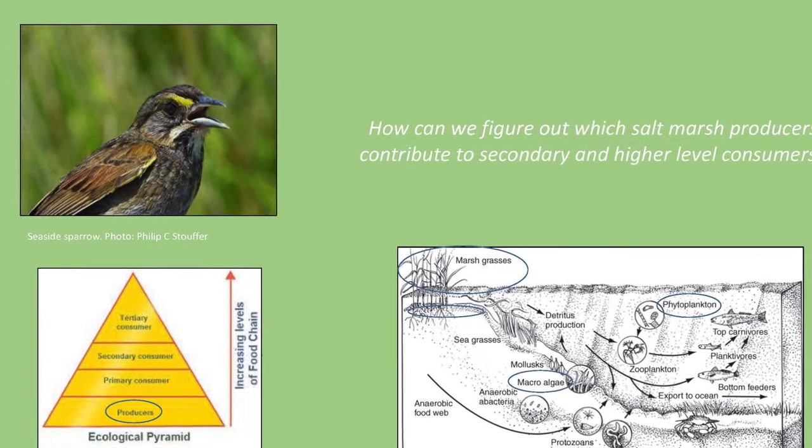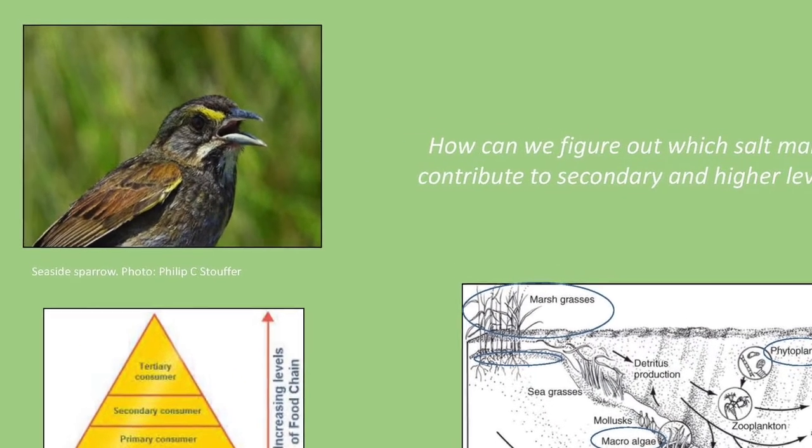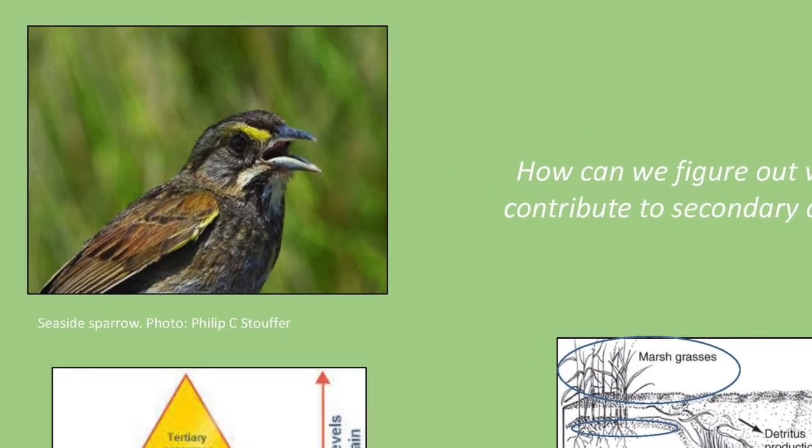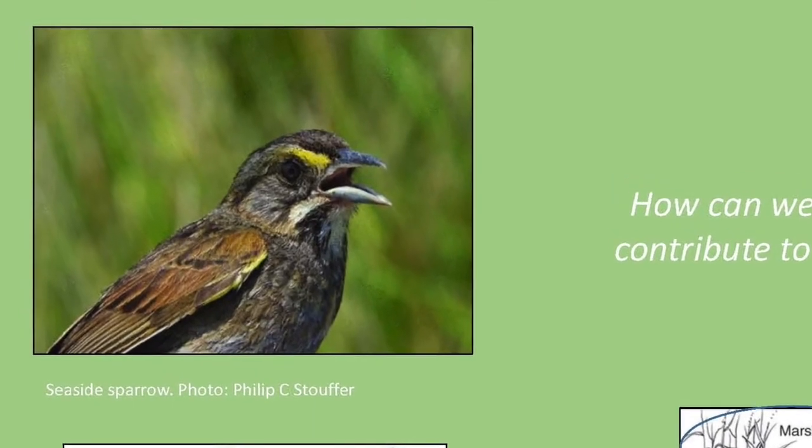So we need to determine how energy flows from the bottom level primary producers up to different trophic levels, to all the different consumers. So take the seaside sparrow. How could we determine what source of primary production is most important to him? He doesn't feed on the grasses or the phytoplankton directly. He's at least one whole level removed from primary production.